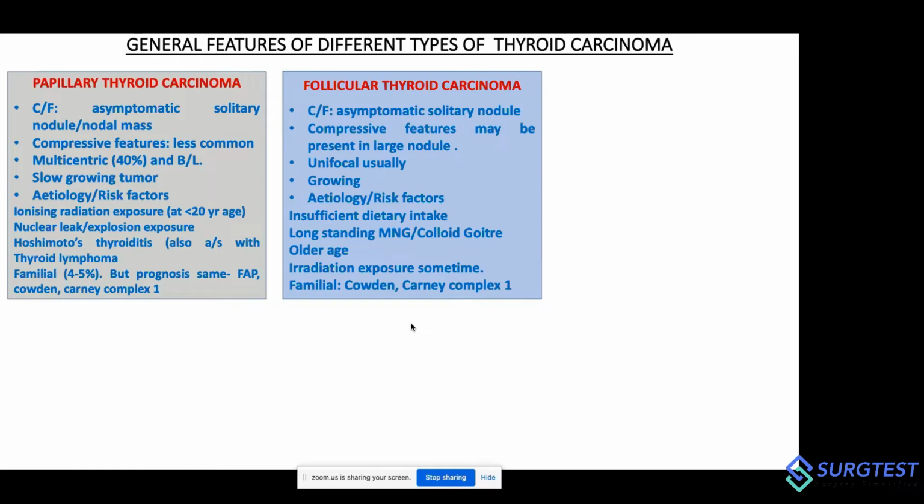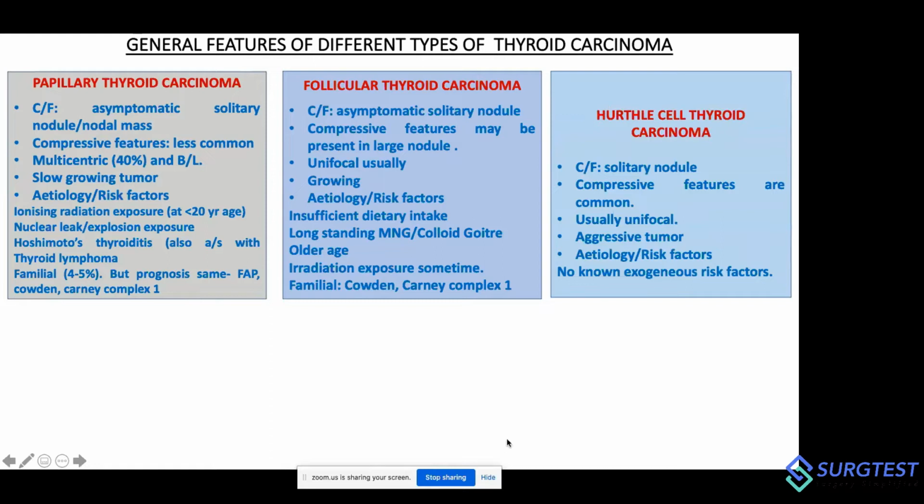Etiology: insufficient dietary intake, long-standing multinodular goiter or colloid goiter, older age, irradiation exposure like papillary, but to a lesser extent. If the question is asked, then irradiation is mostly associated with papillary thyroid carcinoma, but to some extent in follicular also. Familial follicular thyroid carcinoma may occur in Cowden and Carney complex 1. So Cowden and Carney complex 1 may have thyroid carcinoma of both histological types, papillary as well as follicular, but familial adenomatous polyposis has only papillary thyroid carcinoma as a thyroid cancer.